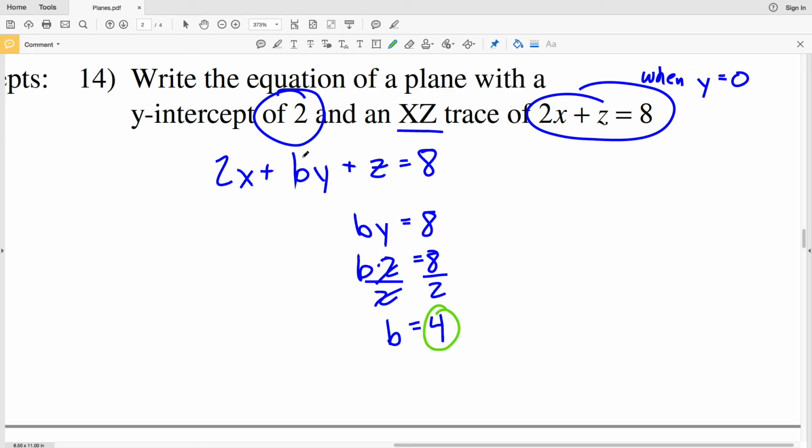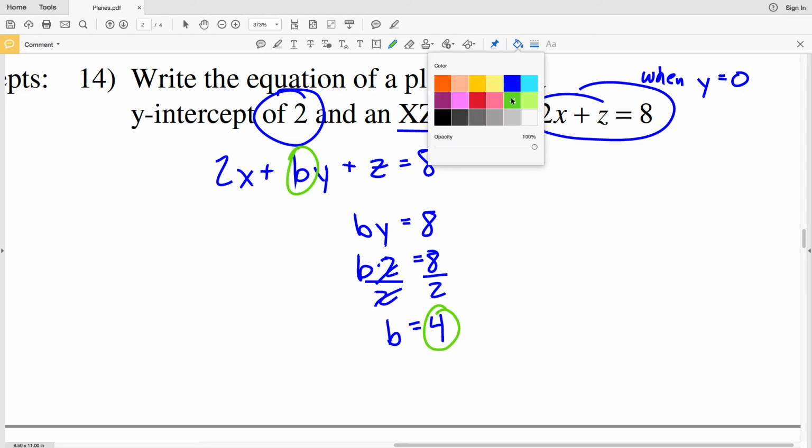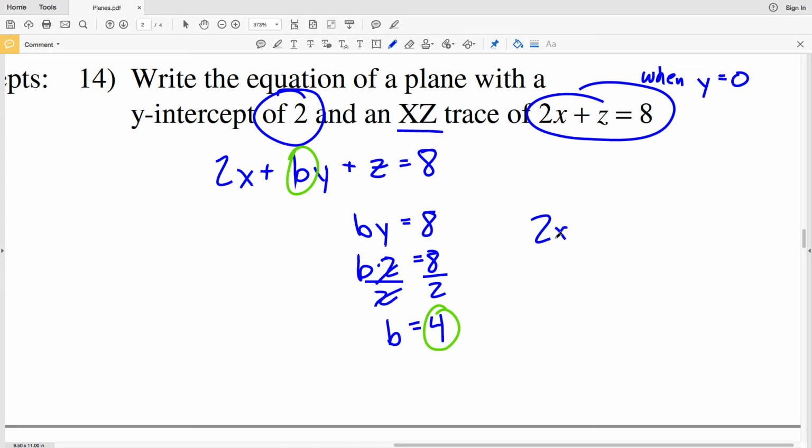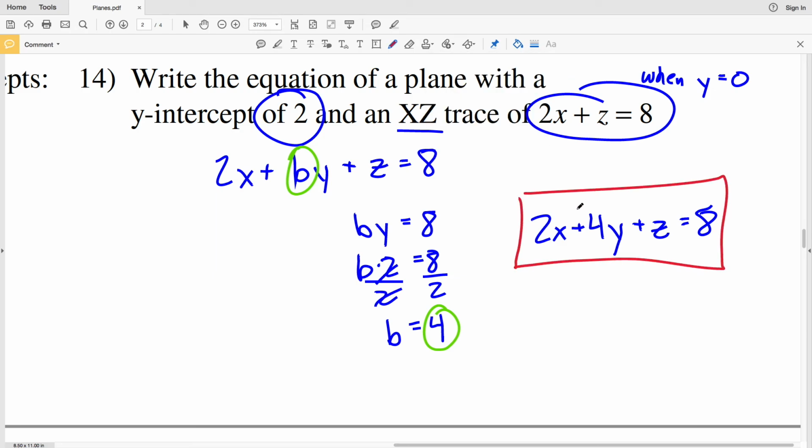Now I can take that b value and plug it back in to get my equation of the plane. 2x plus 4y plus z equals 8. That is my solution in number 14.